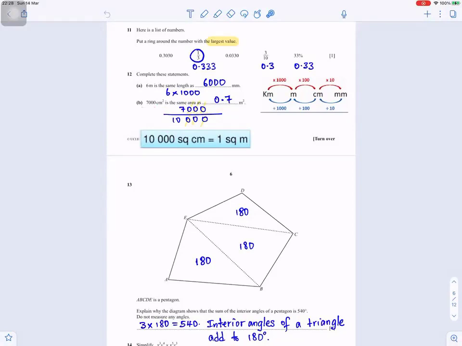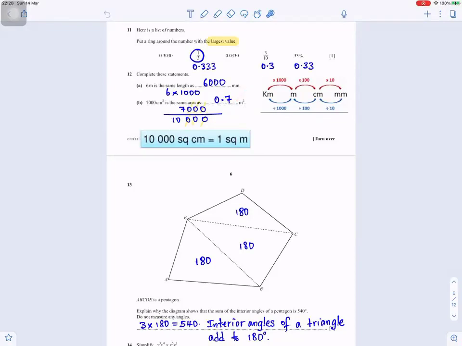7,000 centimeters squared is the same area as... So we want to change centimeters squared to meters squared. You can use this conversion below. 10,000 square centimeters is 1 square meter. So you would divide 7,000 by 10,000. The 3 zeros will cancel, and you're left with 7 divided by 10, which is 0.7.